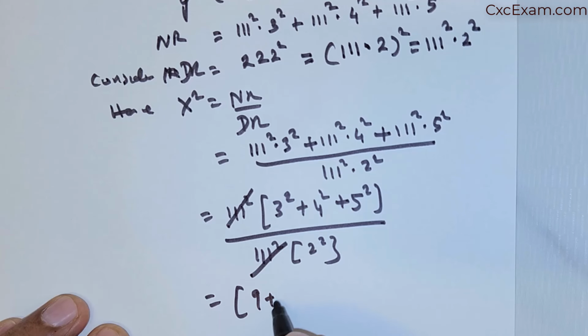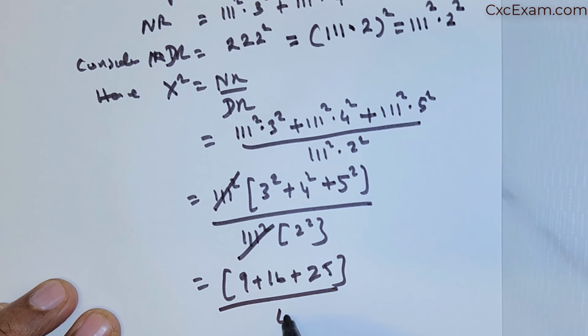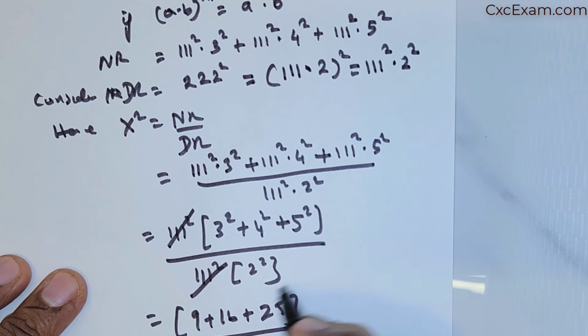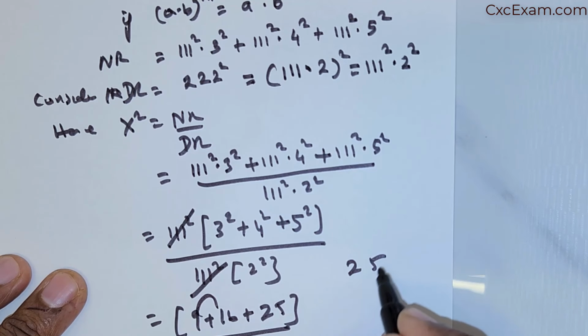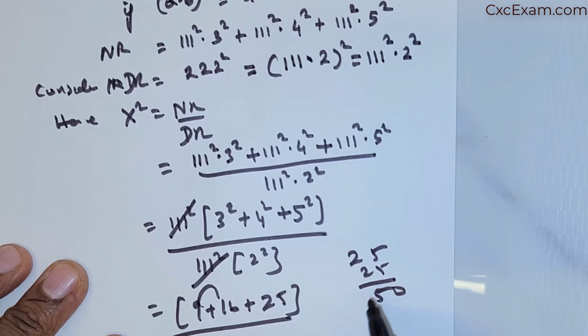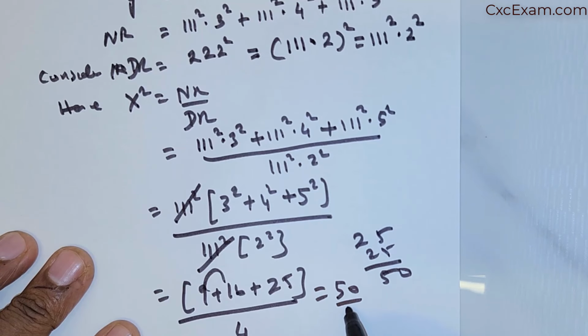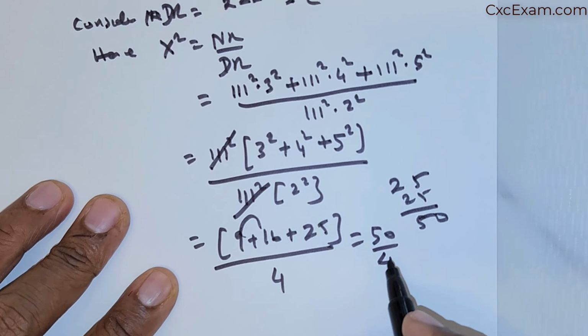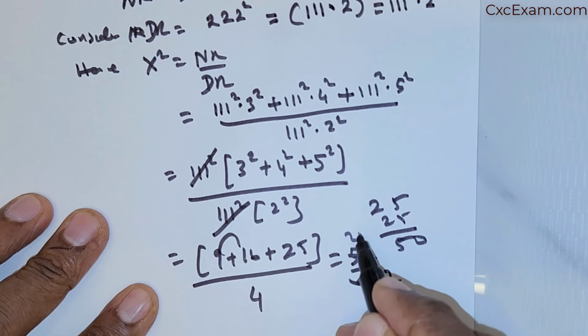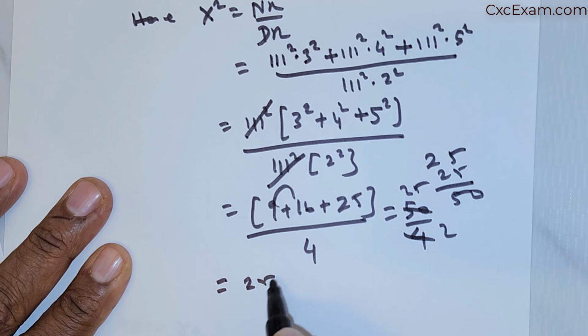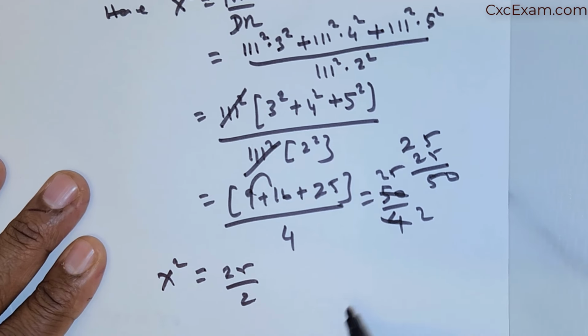3 squared is 9, 4 squared is 16, 5 squared is 25, divided by 2 squared, which is 4. So 9 added with 16 is 25, 25 added with 25 is 50. So you have 50 divided by 4. Now 2 divides here 2 times, 2 divides here 25 times. So this is 25 over 2, which is equal to x squared.